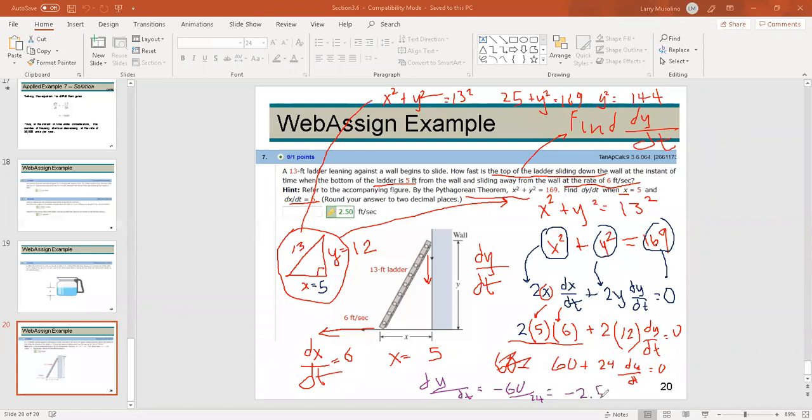The negative sign is just telling me that the ladder is moving down in the y direction. But this problem is asking me how fast is the ladder sliding down. So because they're asking me how fast is the ladder sliding down, I'm really not going to use that negative sign in my answer, because the negative sign is just telling me that the top of the ladder is moving downwards with respect to time. But because the problem is asking me already how fast is the ladder moving down, the answer is just going to be 2.5 feet per second. So every second, this ladder is falling a distance of 2.5 feet.